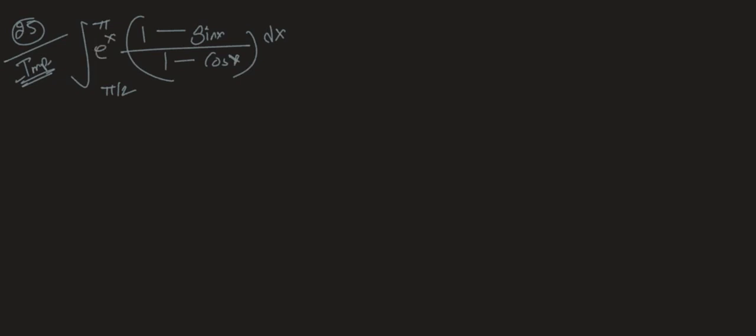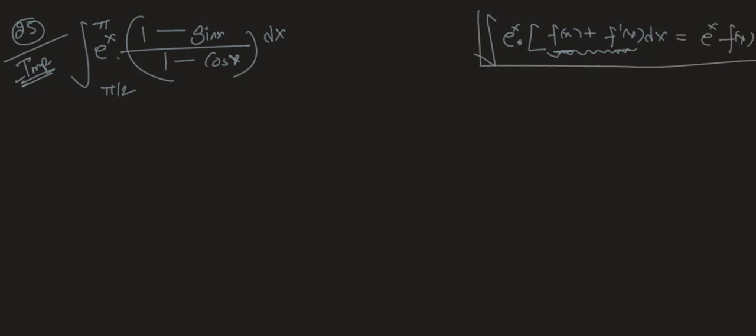It is based on a formula. This is the question, write it down. This is based on the formula integration of e to the x into f of x plus f dash x dx. If you see somewhere e to the x with two functions, the first function and the second its derivative, then the answer is nothing but this. You don't have to integrate it, it is a direct answer. Write it down. So this is the formula: e to the x into f of x plus f dash x, meaning derivative of first, dx is e to the x f of x. Okay?